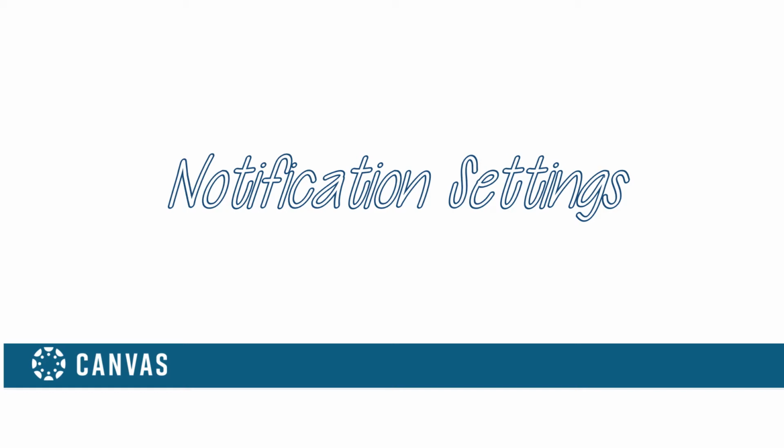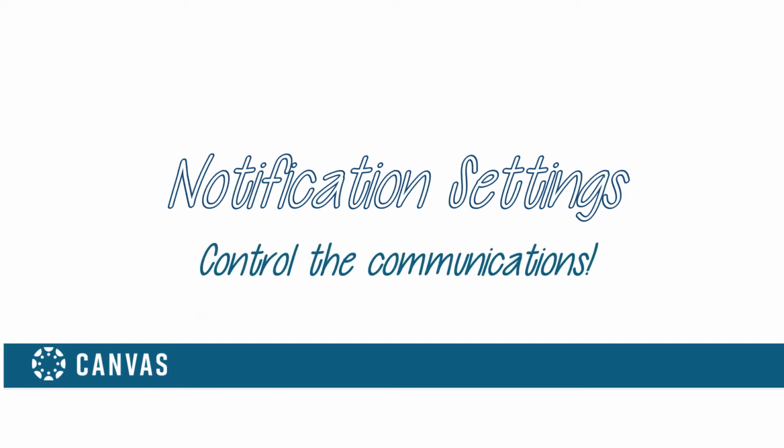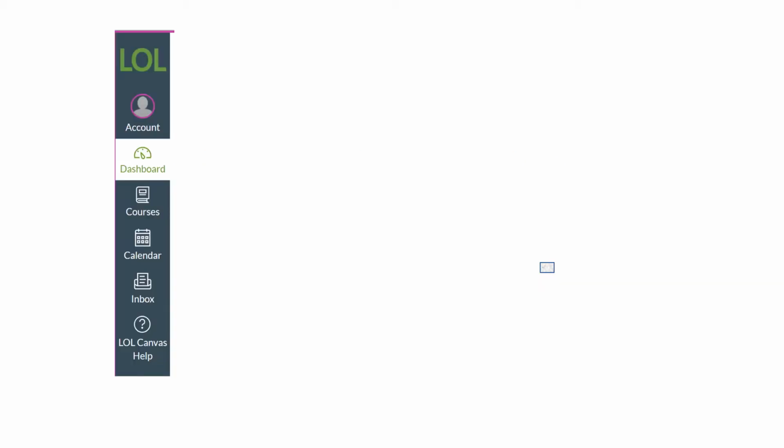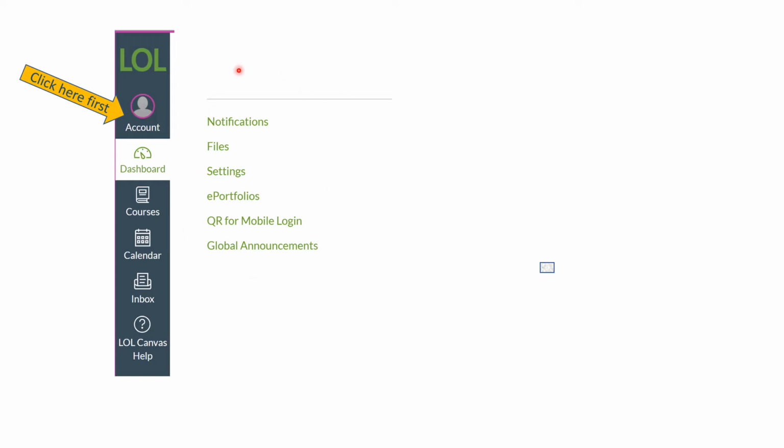We're going to take a deeper dive into Canvas and learn how to make this tool work for you more effectively and more efficiently. We're going to learn how to control the communications that you receive through Canvas. Your first step is going to be to go to your account, and this will be your picture. And you're going to want to click on your account, and then you will see this menu come up.